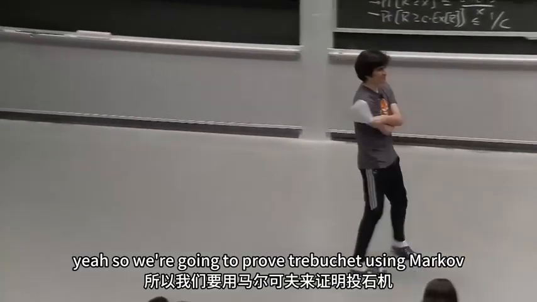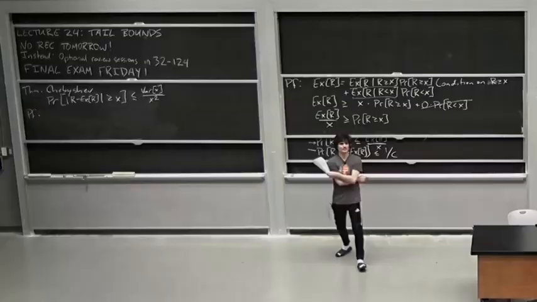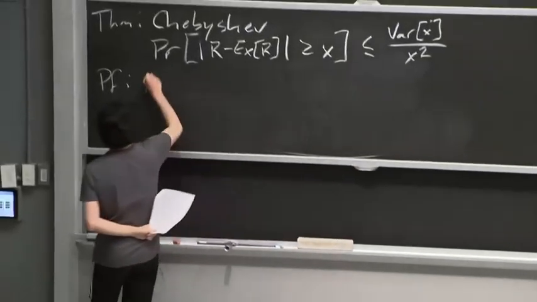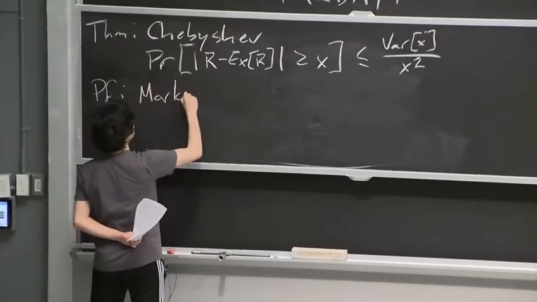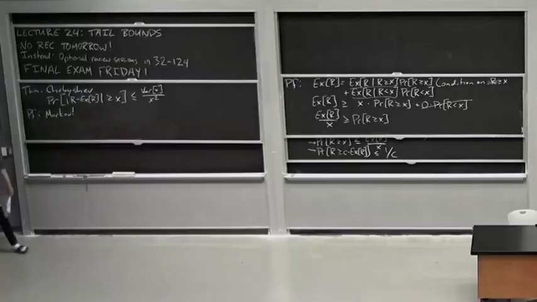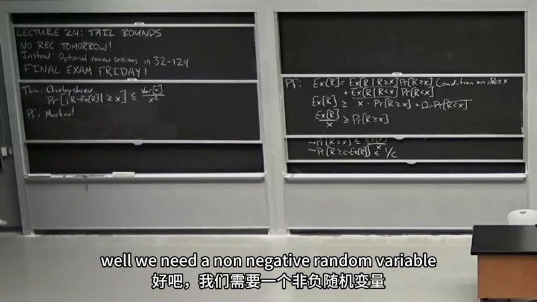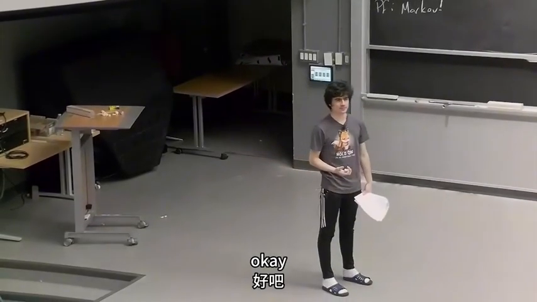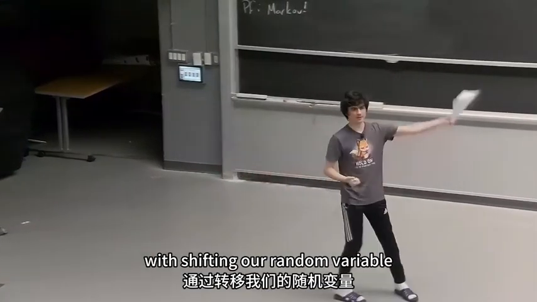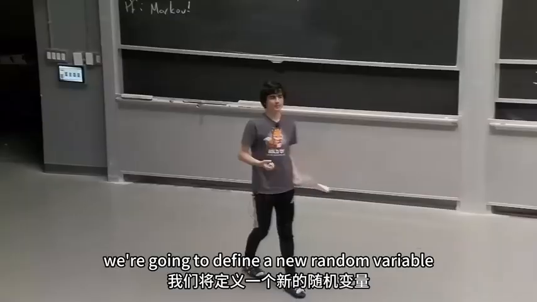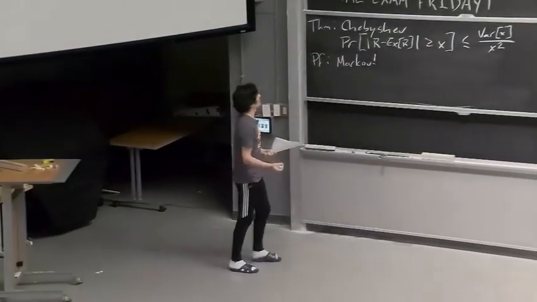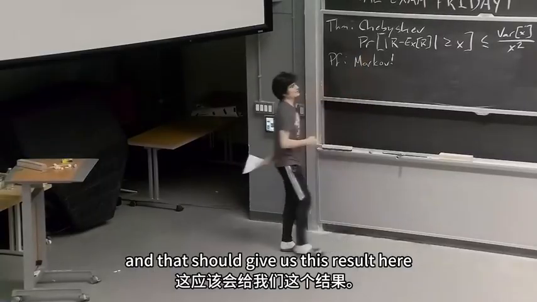Yeah. So we're going to prove Chebyshev using Markov. In order to use Markov, what do we need? Well, we need a non-negative random variable. Similar to what we were doing earlier with shifting our random variable, we're going to define a new random variable that we can then apply Markov to, and that should give us this result here.